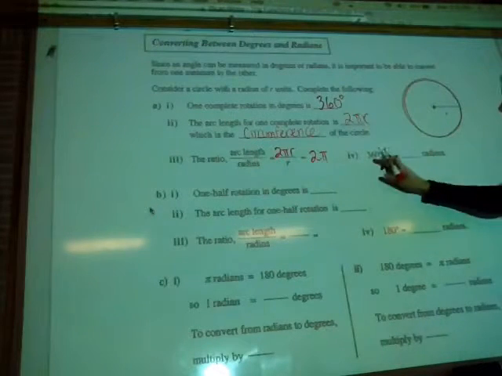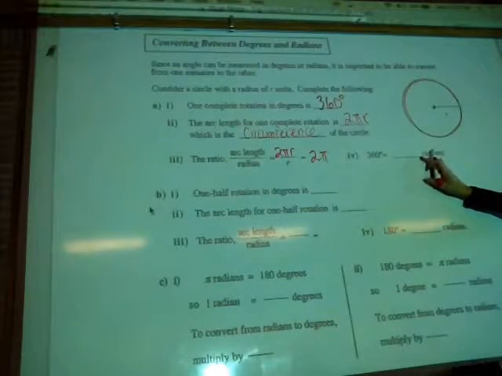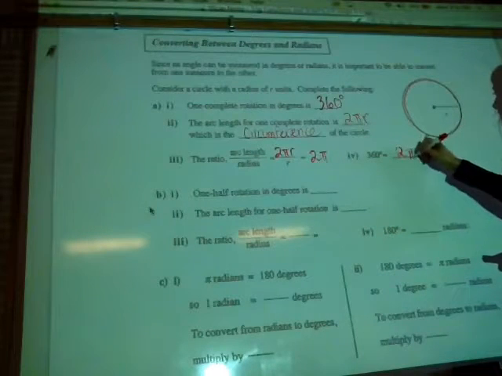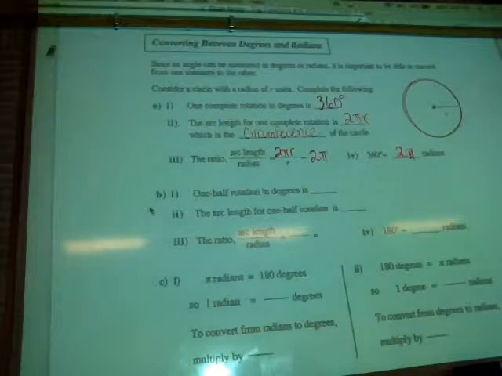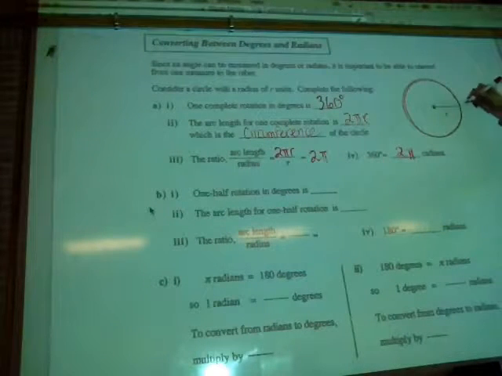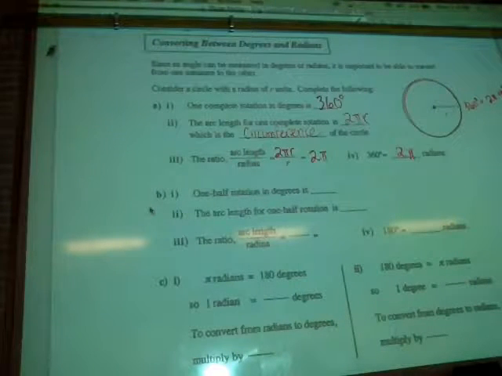Okay, and 360 degrees would be equivalent to 2 pi rad. Okay, so if you're ever talking about 360 degrees around a circle, 360 degrees is equivalent to 2 pi radians. That is the angle.